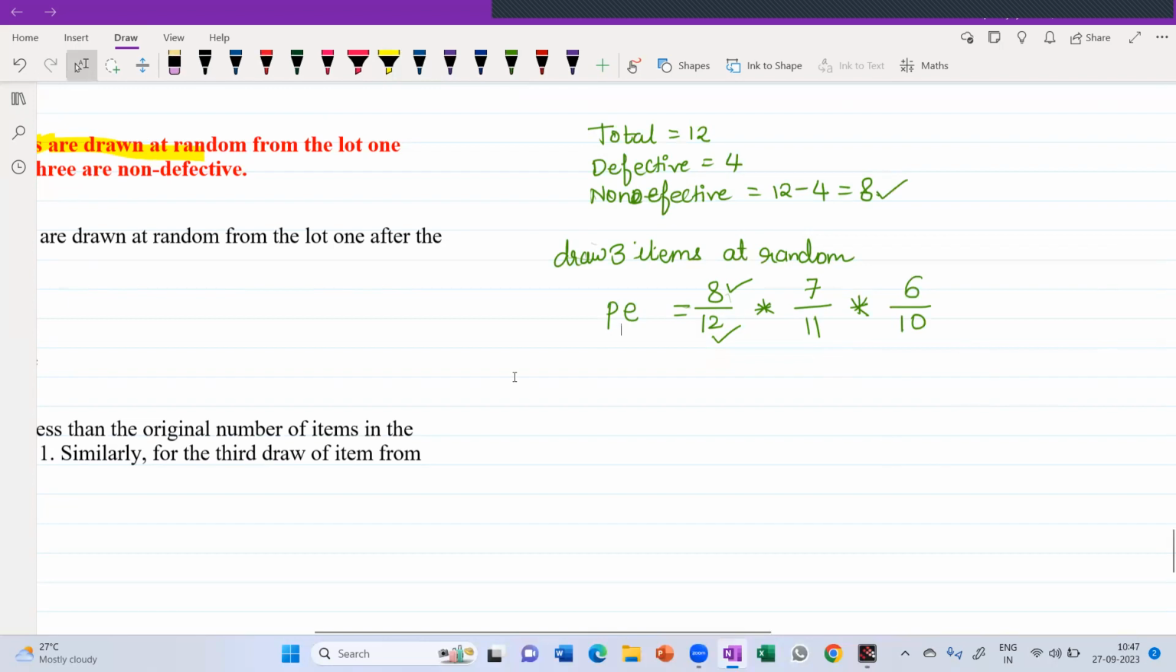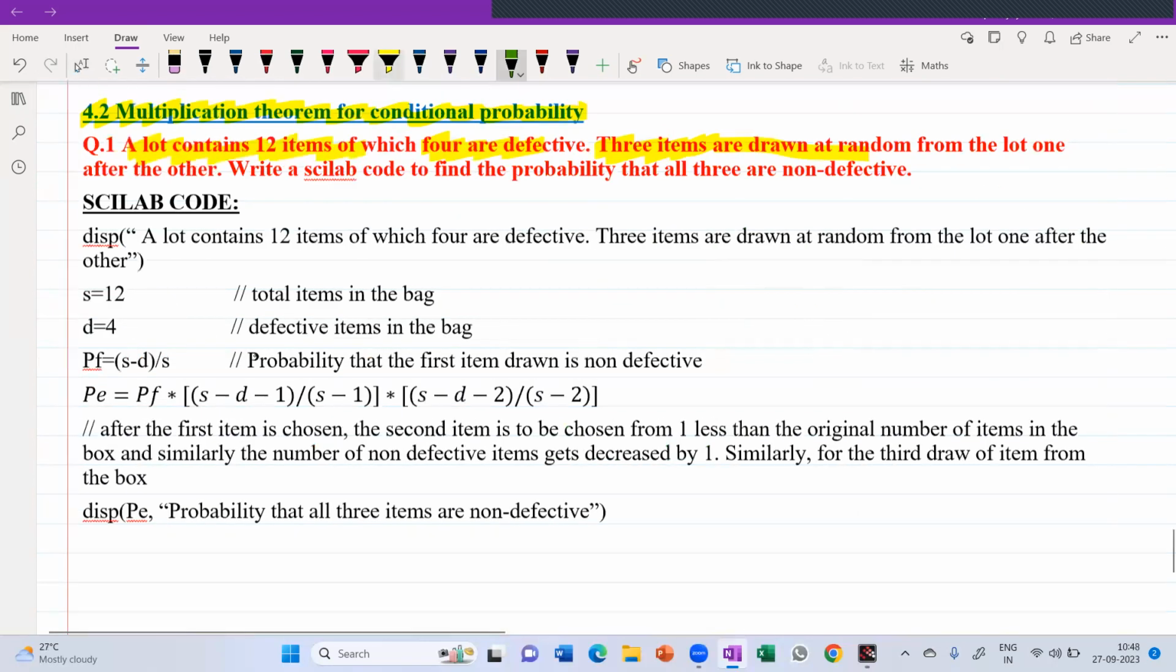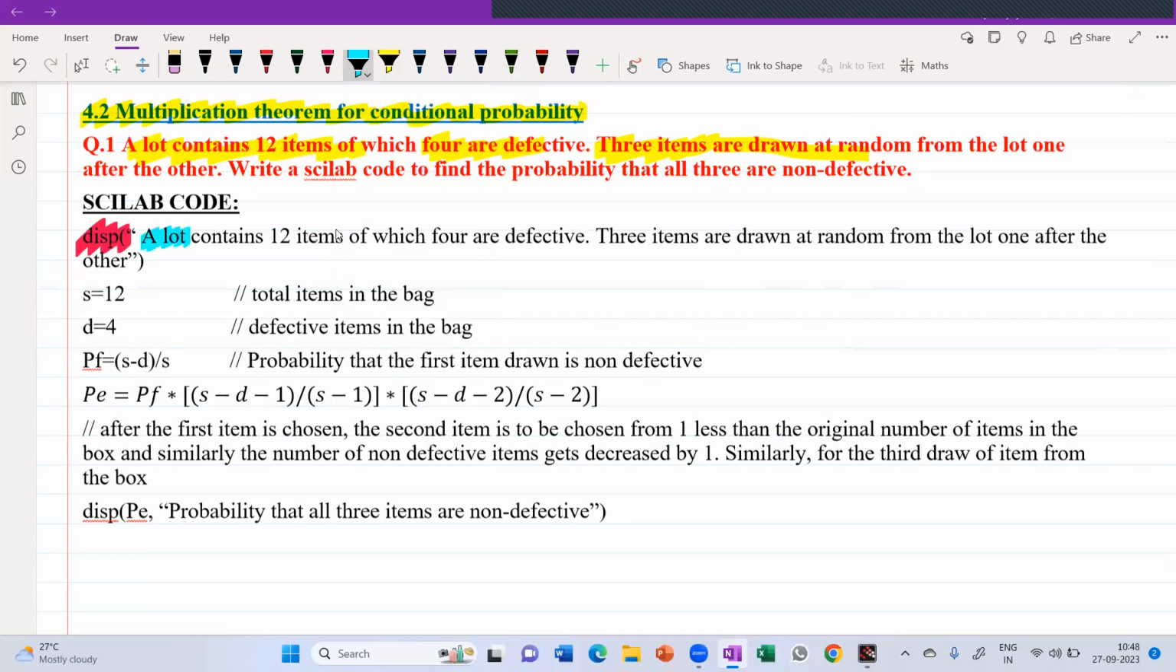Now let us see how the code has been written on this. All of us know what the first line is going to do. The first line is just going to display what is written in the double quotes. A lot contains 12 items, out of which 4 are defective. 3 items are drawn at random from the lot, one after the other. The same statement as it is will be printed on the console window.